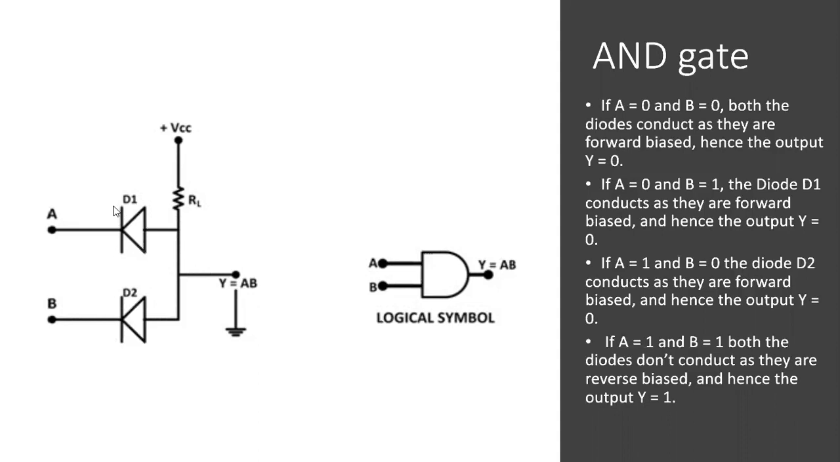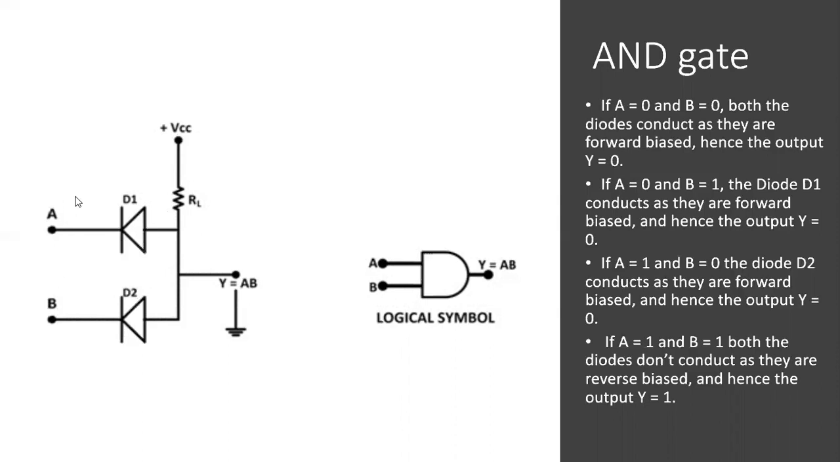If one input is high and one input is low, then the corresponding diode will be on and the other diode will be off. So one of the diodes is in the conducting state, and the other diode is in the non-conducting state. The supply will flow through the diode which is in the conducting state to the ground, and this supply does not reach the output, hence the output becomes low.